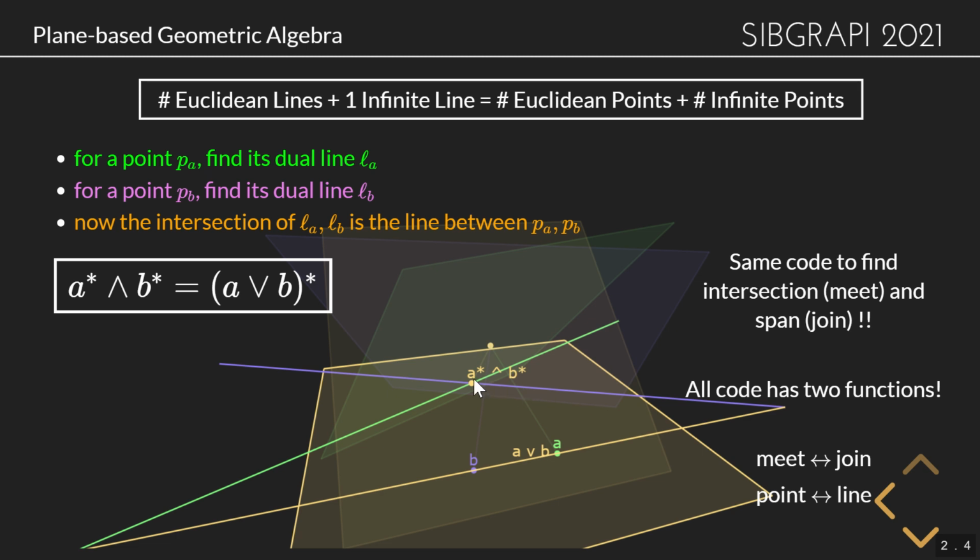Again, keep in mind that this duality relation only exists because we add these elements at infinity. If we don't add these elements at infinity, then there are not as many lines as there are points, and you can't make this one-to-one mapping.